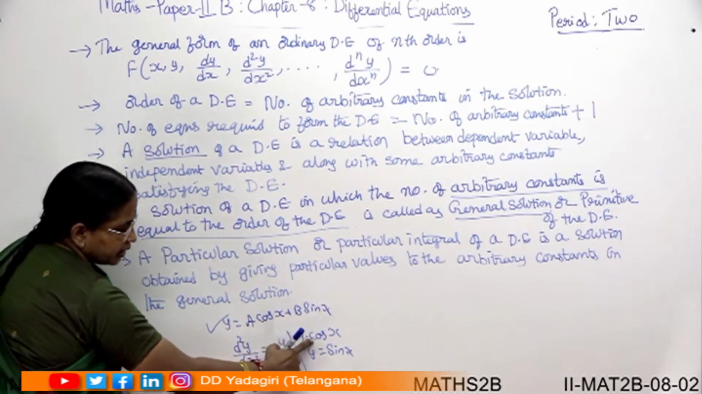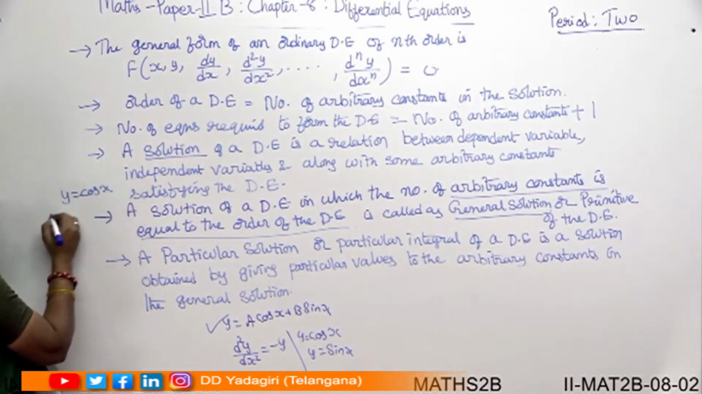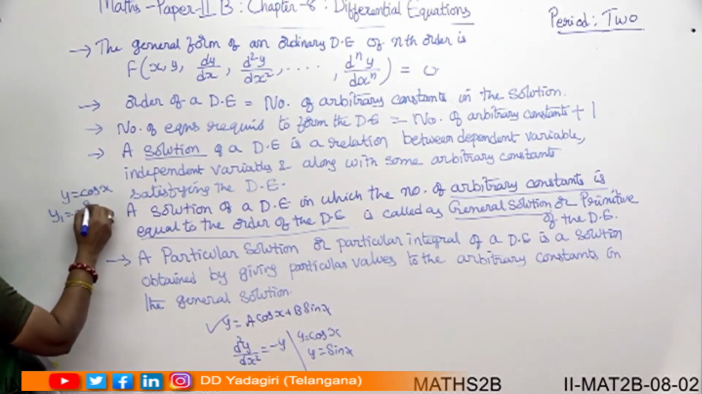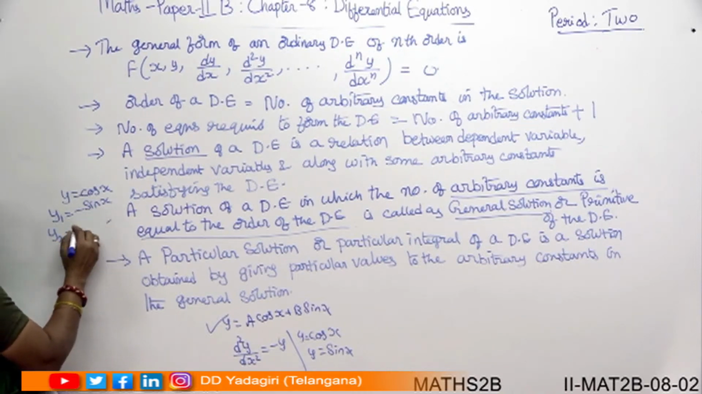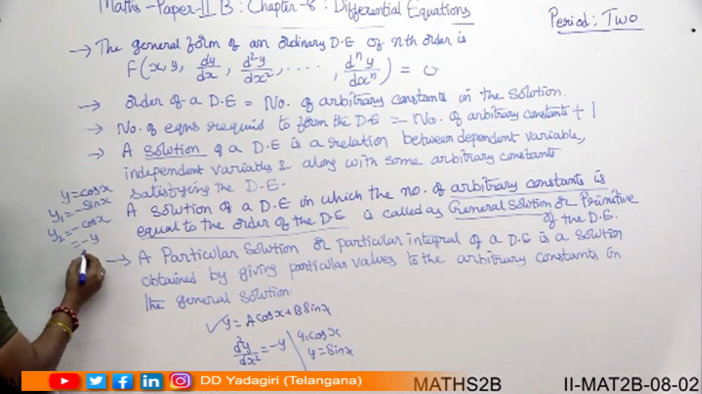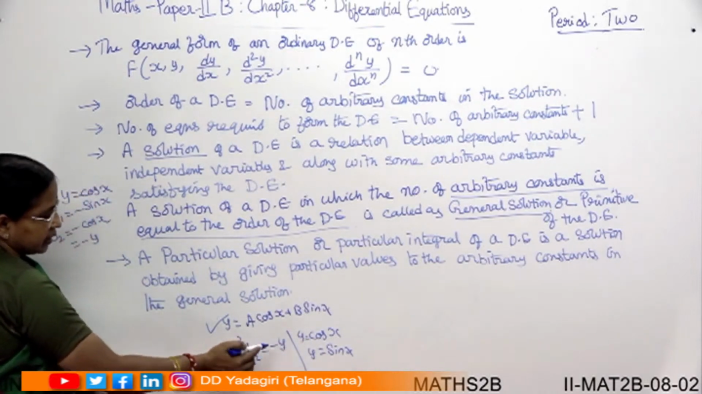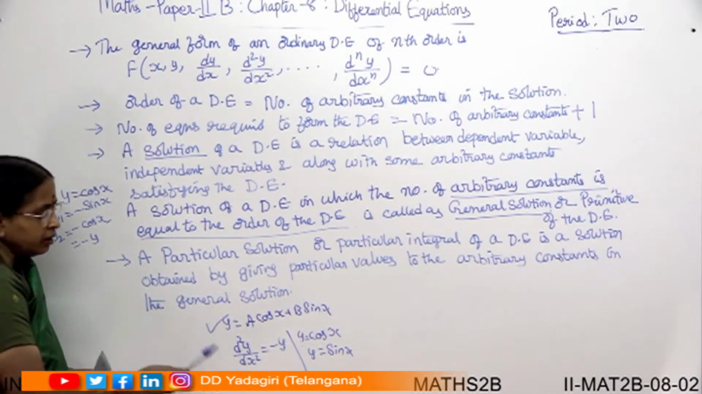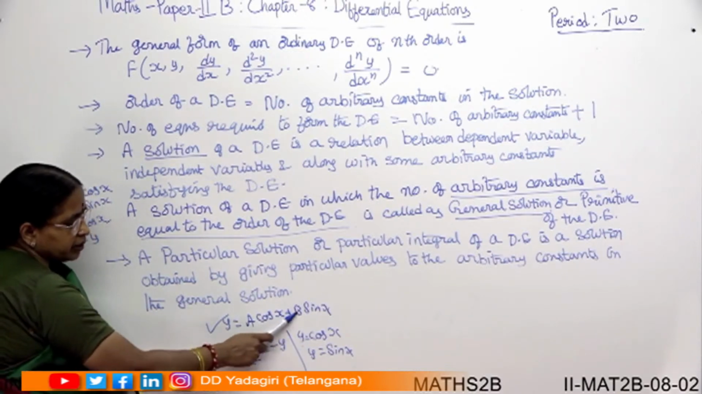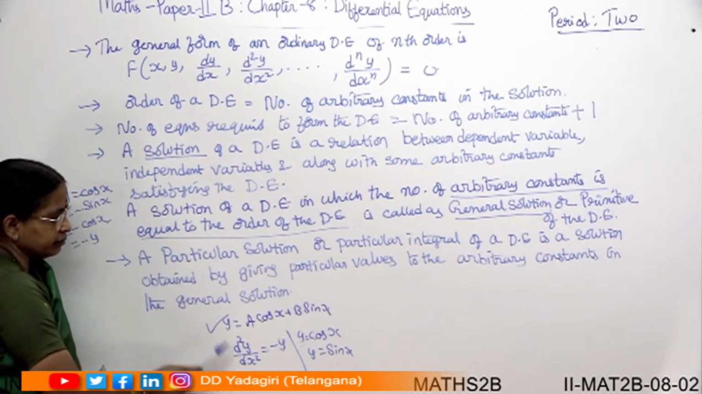Suppose I take y as cos x. Then what is y1? y1 is equal to minus sin x. Then y2 is equal to minus cos x, which means minus y. So y2 is equal to minus y, it satisfies. So y is equal to cos x and y is equal to sin x are two separate solutions of this equation. When you combine them with arbitrary constants, that becomes the general solution of the differential equation.